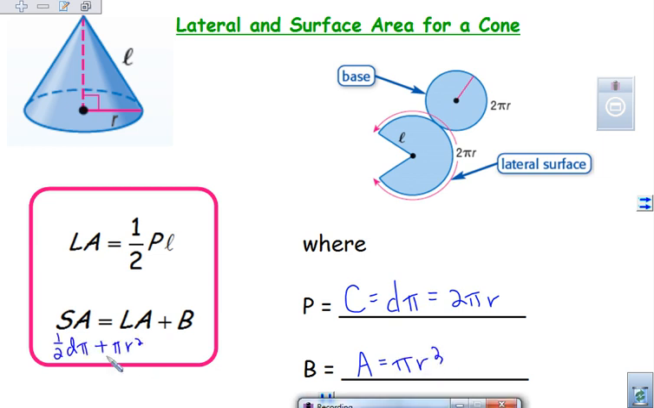So the formula that I like to use for surface area is 1/2 diameter times pi times the slant height plus pi r squared. So then we do the 1/2 PL, except instead of doing the P, I put in the circumference, and then instead of doing the B, I put in the pi r squared.